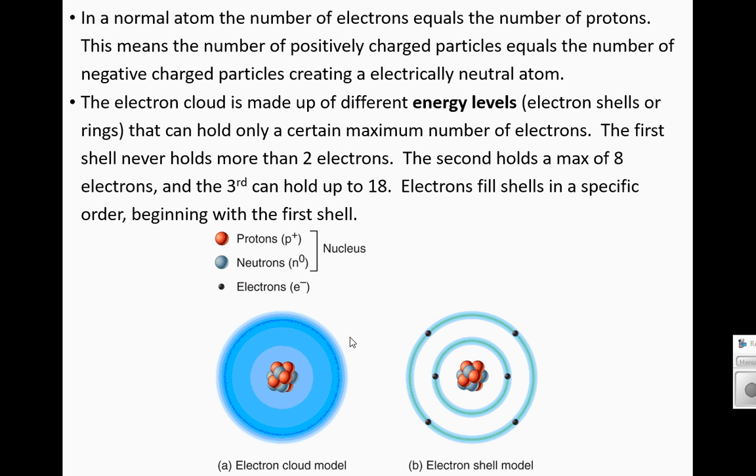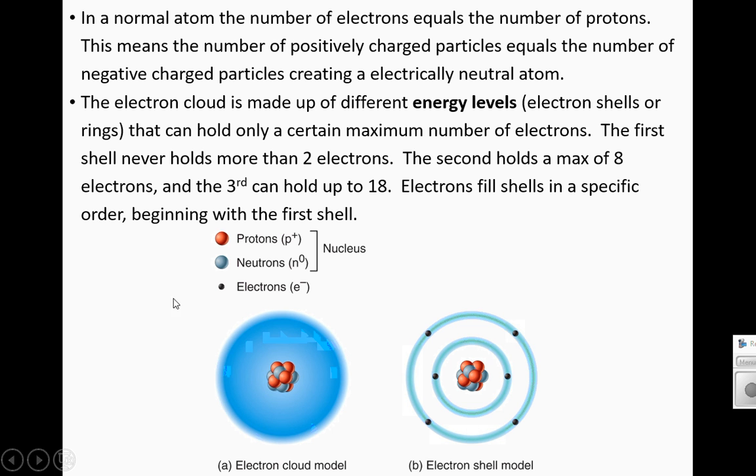We can see a figure here on the next page, a couple figures actually, to show off those subatomic particles in the structure of an atom. I'm not really a big fan of the electron cloud model. I like the electron shell model because it shows you those. Here you can even see the location for the number of electrons.